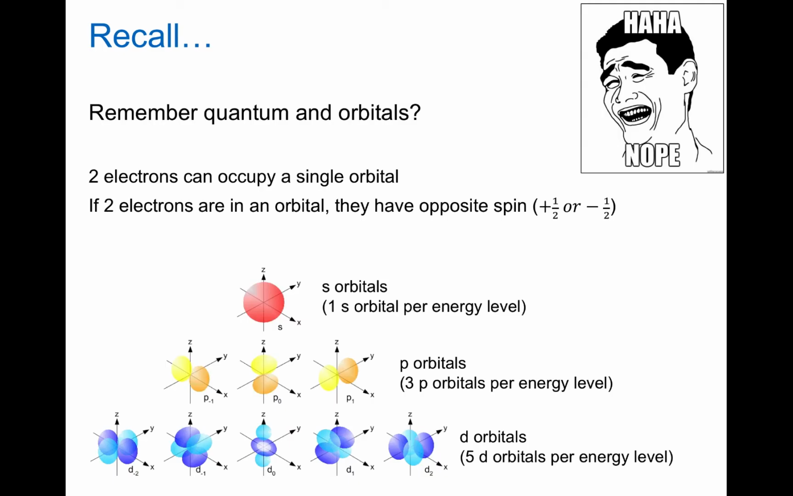There's a few things from chapters 7 and 8 that you need to recall that will be directly applicable to chapter 11, and that's quantum numbers and the orbitals. A couple of things to remember. 2 electrons can occupy a single orbital, and if there are 2 electrons in an orbital, they're going to have opposite spins of one another. There are 4 different types of orbitals, and we classify them based on their shape. Remember, we have s orbitals, p orbitals, d orbitals, and f orbitals.